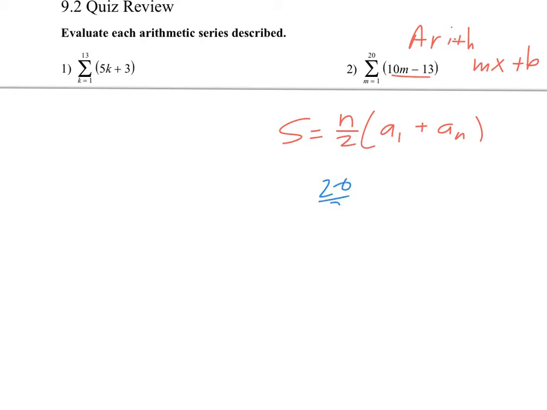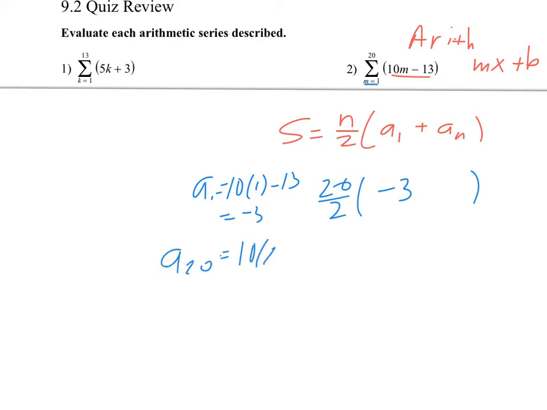I actually already know that I have 20 terms, because if I'm starting at the first term, then the last term, the 20th term, that would make 20 terms. So I do need a sub 1 here, so 10 times 1 minus 13, and so that's going to be negative 3, so I'll plug that in there for a sub 1. And then a sub 20, the last number in the sequence here, will be 10 times 20 minus 13, so 200 minus 13 is 187. So I'll add that right there.